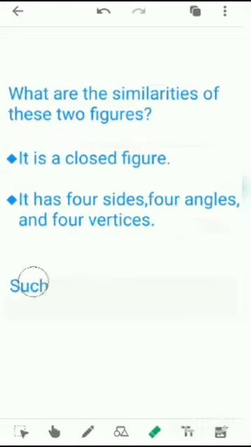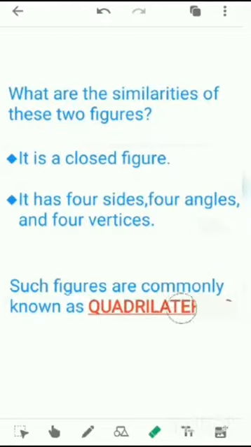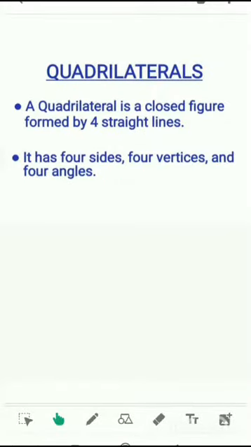Such figures are commonly known as quadrilaterals. Closed figures with 4 sides, 4 angles and 4 vertices are commonly known as quadrilaterals. What are quadrilaterals? A quadrilateral is a closed figure formed by 4 straight lines. It has 4 sides, 4 vertices and 4 angles.